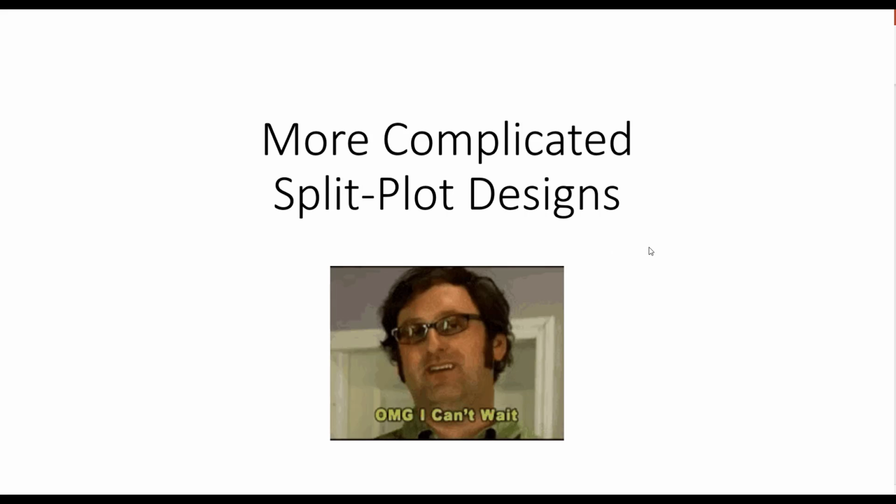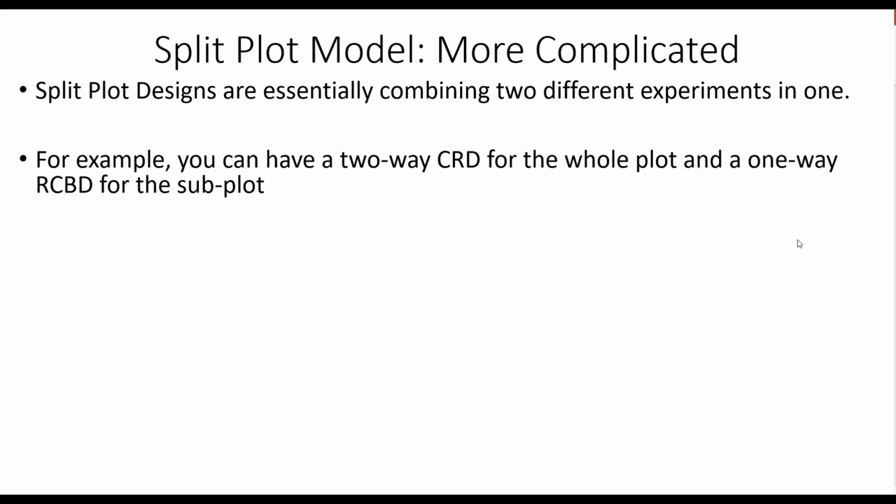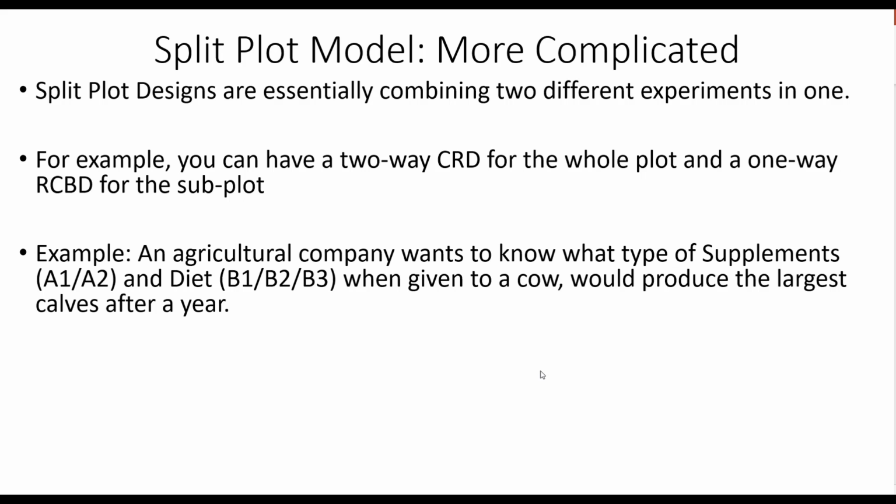And what it's going to look like, for an example, is, again, split plot designs are essentially combining two different experiments into one. So, for instance, you can have a two-way completely randomized design for the whole plot and a one-way randomized complete block design for the subplot. Let's say an agricultural company wants to know what type of supplements A1 and A2 and diet B1, B2, B3 when given to a cow would produce the largest calves after a year.